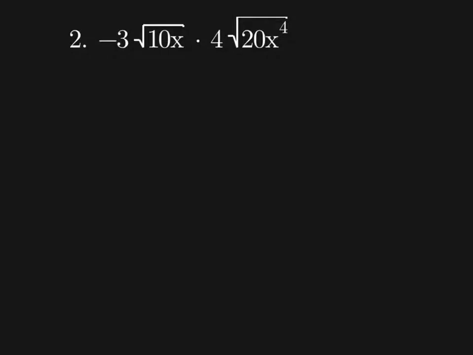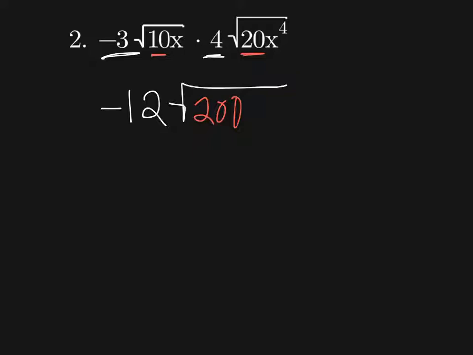Second example, same thing. We're just going to multiply. Notice the numbers out in front. Let's take care of those numbers first. The -3 and the 4. I know what -3 times 4 is. That's -12. Now we're going to multiply the inside. Again, I have a 10 and a 20. 10 times 20, that's 200. And I have an x and an x to the fourth. That's x to the fifth.